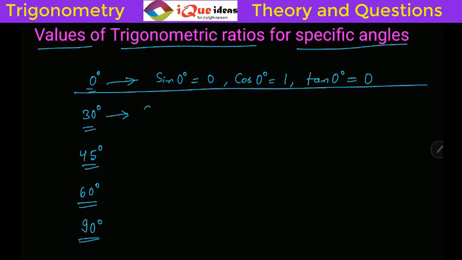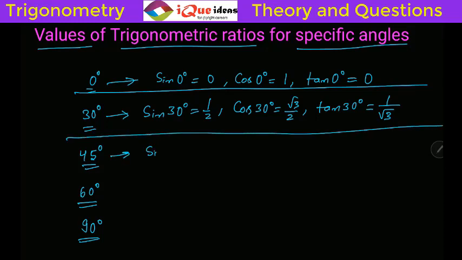For 30 degree, sine 30 degree is equal to 1 by 2. Cos 30 degree is equal to root 3 by 2. Tan 30 degree is equal to root 3. No, it is 1 by root 3. It is actually again sine 30 divided by cos 30. So it is 1 by root 3.